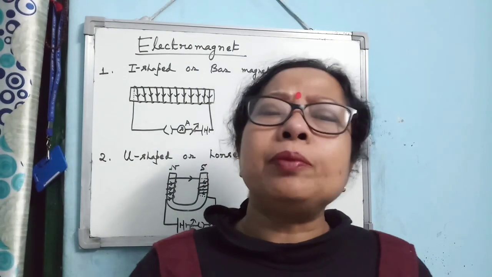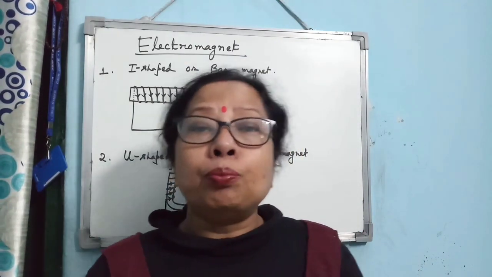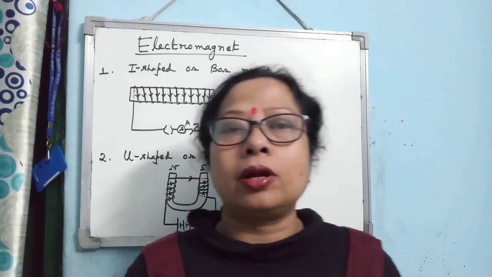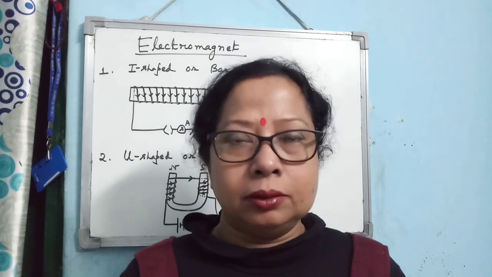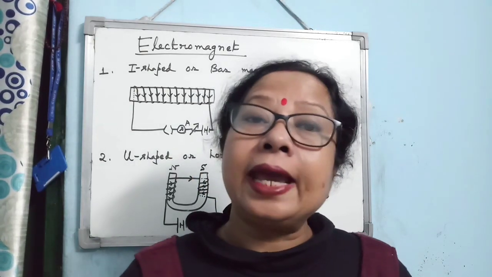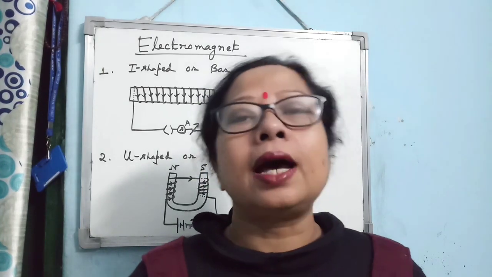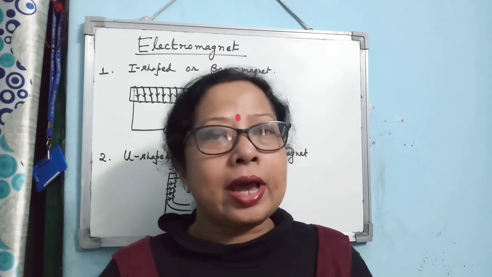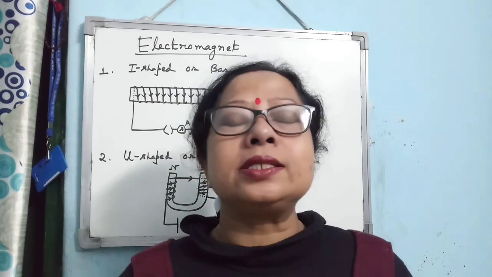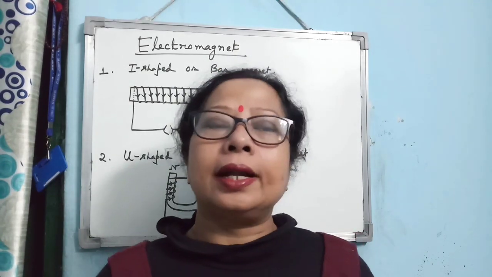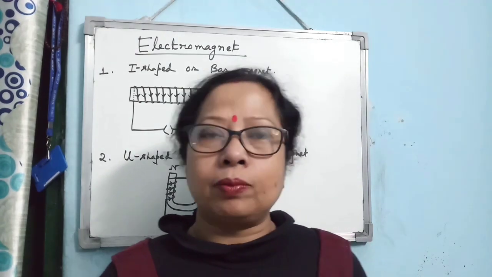The third point is that both of them, a current carrying solenoid and a bar magnet, attract iron filings, which means they exhibit the attractive property.